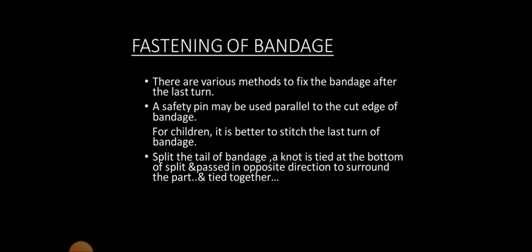Next, it is about the fastening of the bandage, meaning how to fix the bandage after the last turn. I have already told that we can use a safety pin, or we can use plasters, or we can split the tail of the bandage, and at the bottom of the split we can make a knot, and by passing it in the opposite direction and surrounding the part, it can be tied together. So either by knot, or by safety pins, or by other pins, or plasters, in any of these ways, we can fasten the bandage. That is, we can fix the bandage after the last turn. These are the different points regarding the modern aspect of bandaging.